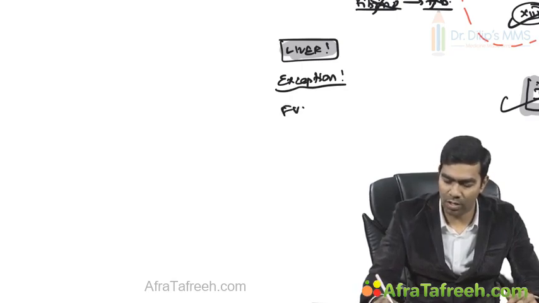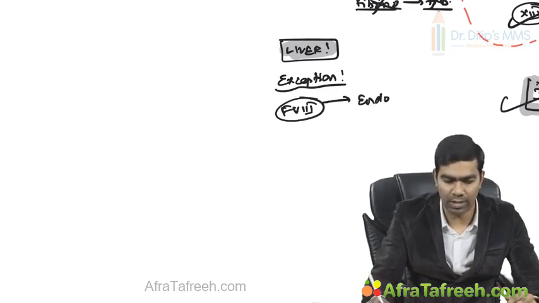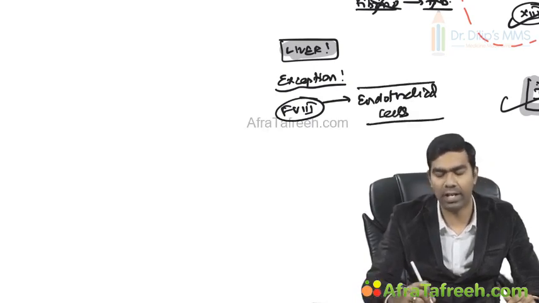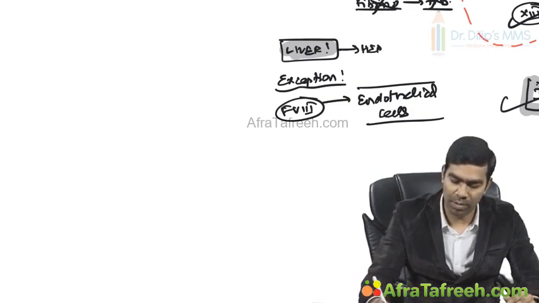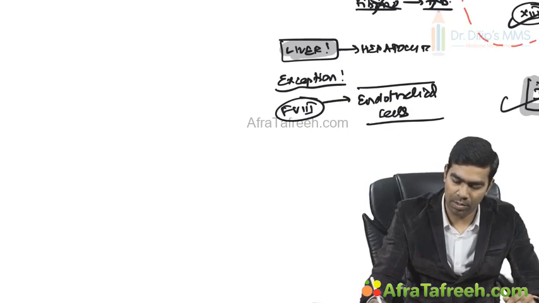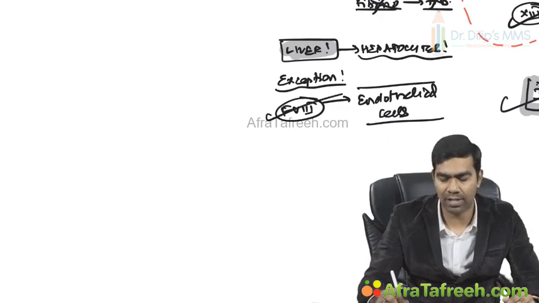Factor 8's origin is not from the liver. In fact, it's coming from the endothelial cells. Liver here means the hepatocytes. Hepatocytes are where the clotting factors will be synthesized, but factor 8 is synthesized from the endothelial cells.